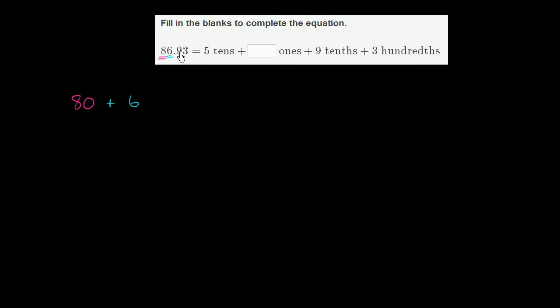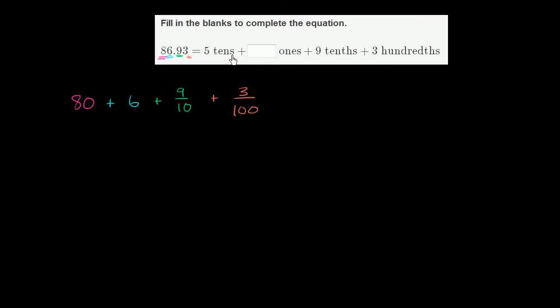Then the 9 in 86.93, that's 9 tenths. So I could write this 9, that's right of the decimal place. This is plus 9 tenths. And then the 3 in 86.93, that is in the hundredths place. It represents 3 hundredths. So this is plus 3 over 100. So I've expanded out the number that I have on the left.